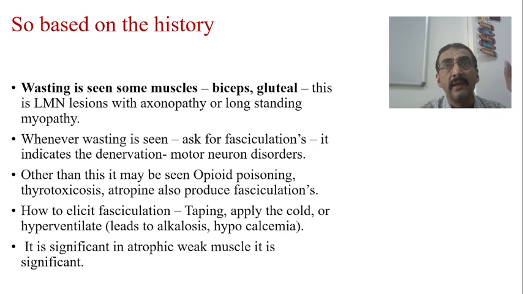Okay. So in case of muscular atrophy alone, although atrophy is seen, there will not be any fasciculation. But if there is atrophy of the biceps or gluteal muscle associated with fasciculation, definitely it is a lower motor neuron lesion. The problem is only fasciculation may be seen in some other conditions also, for example, opioid poisoning, thyrotoxicosis, atropine, etc. So we need to be very careful.